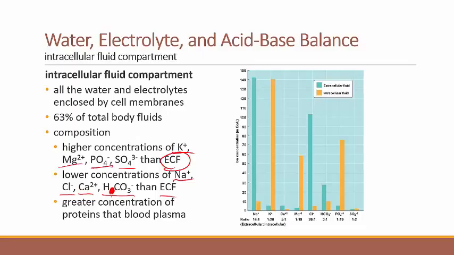So, also intracellularly, we see an even greater concentration of proteins than we find in blood plasma. And that's the reason the interior of a cell has kind of a gel-like consistency, because there are so many proteins inside the cell. Okay, so higher concentrations of potassium, magnesium, phosphate, sulfate, and higher concentrations of proteins.